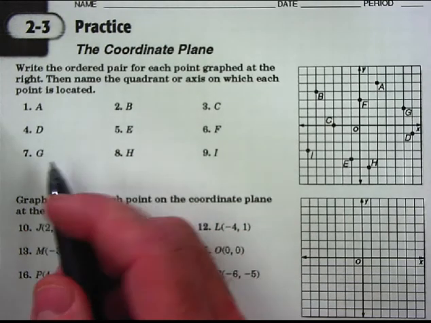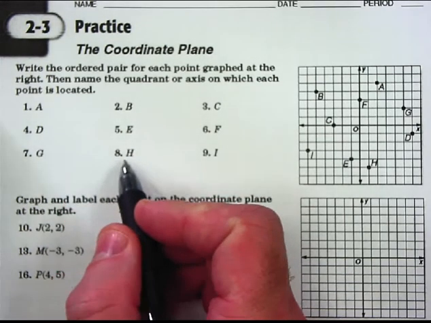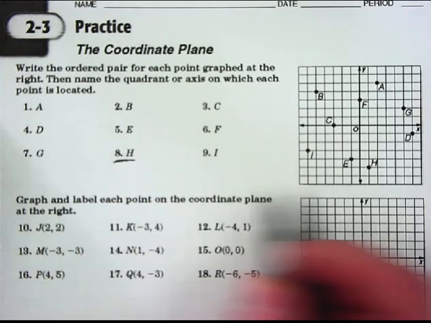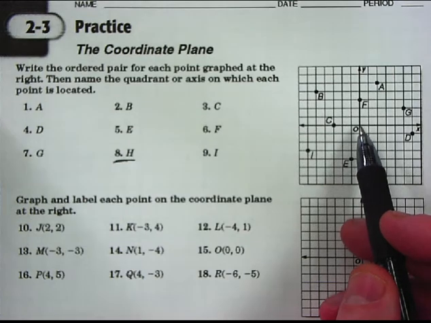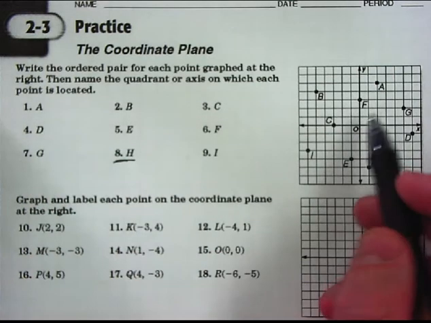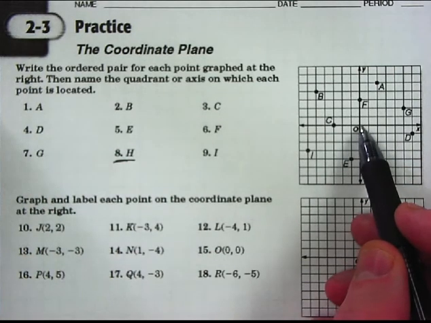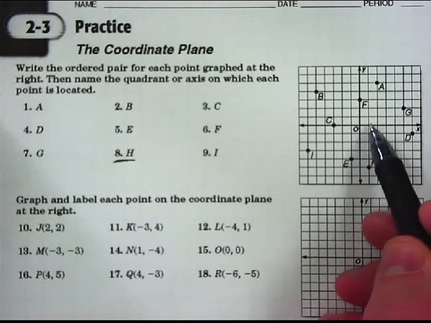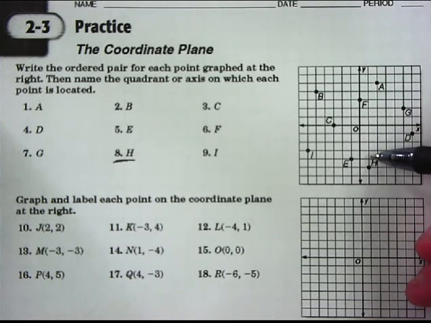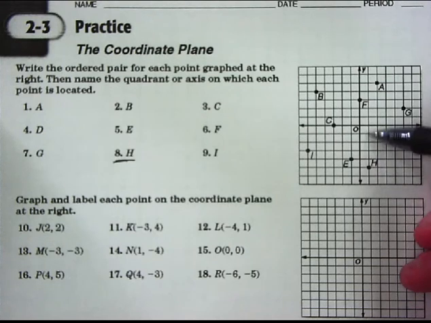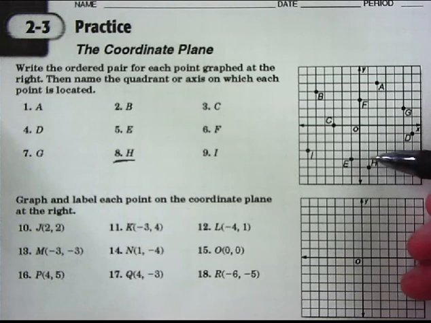Let's do number 8, point H. Point H is right here. If I want to write the ordered pair for that point, I would start at the origin, 0, 0. Then I would look how many spaces do I need to move in X. I move 1 to the right, so that's positive 1. And then how many spaces do I move in Y? 1, 2, 3, 4, 5 down, so that's negative 5. So my ordered pair would be 1, comma, negative 5.